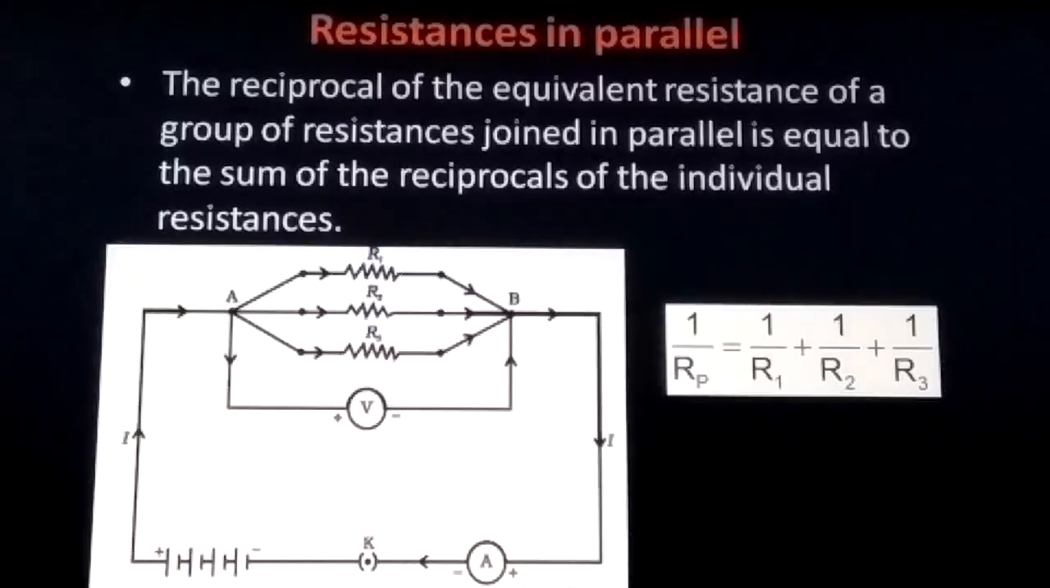Observe, students. In this figure, observe resistor R1, resistor R2 and resistor R3. These three are connected at the common point A, and to the right side at the common point B. Whereas in case of series there is an end-to-end connection, here they are connected at two common points.